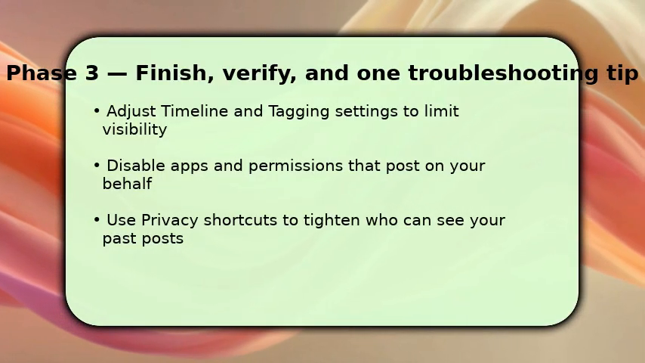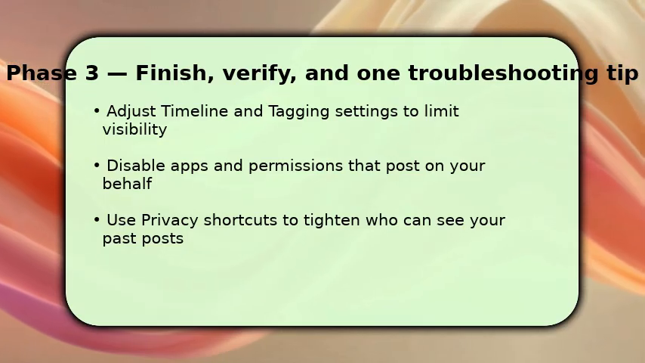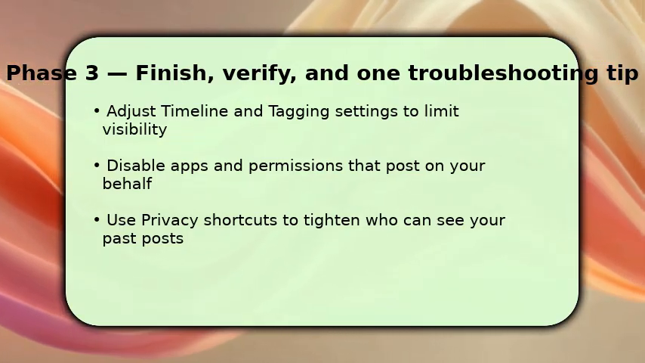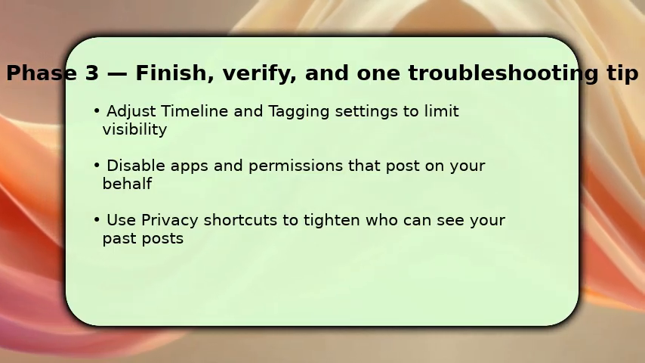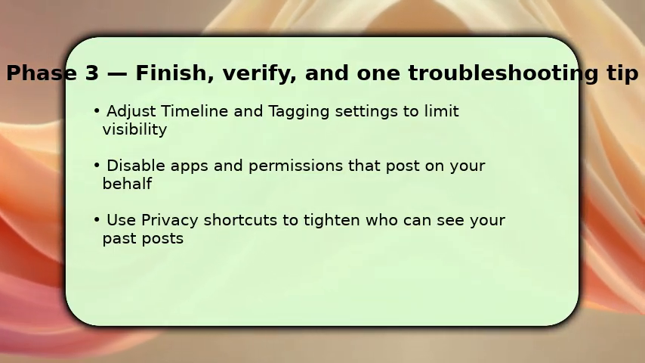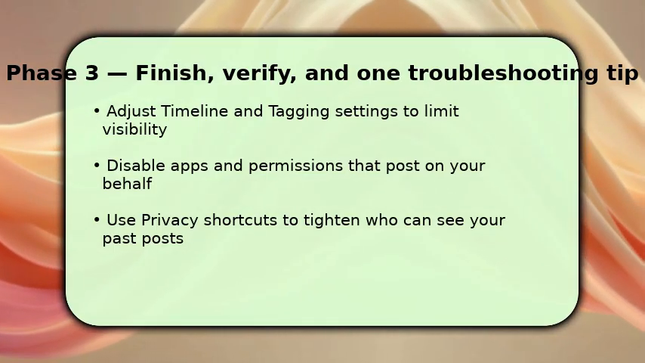Once done, double-check privacy shortcuts to set past posts to friends only or more restricted options. If something still appears, use the Activity Log search, then delete that specific entry. If it won't delete, log out and try again or update the app.